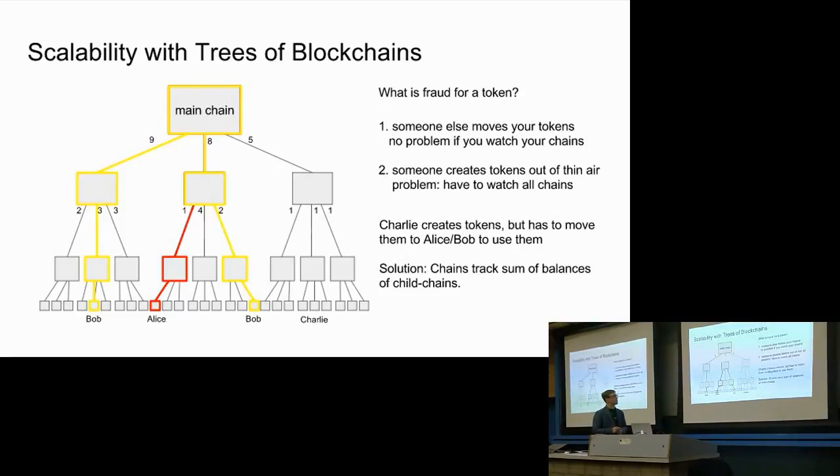So you see that these numbers do not sum up to 9. And the reason is that some tokens are also stored directly in that chain. These numbers only track the sum of the tokens that are stored in the child chains. But the sum of these numbers has to be smaller than, or at least as large as, the number on this line here. And what Charlie can do now is try to move his 1 million tokens up to the main chain and down again to Alice or Bob's chain.